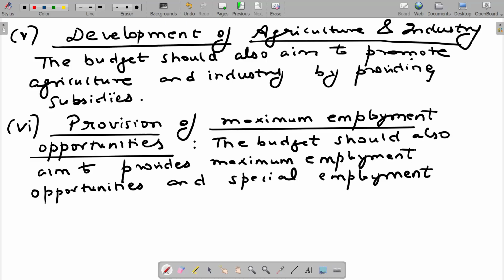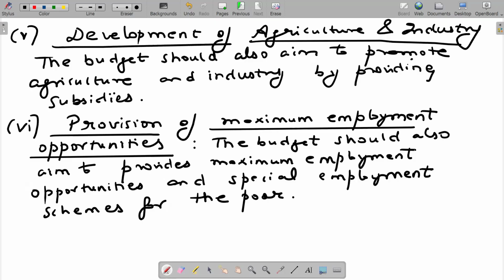The government, we all know, comes up with yojanas to ensure that the poor people in the economy are getting jobs, are getting employed. So the budget should also aim to ensure that sufficient jobs are created in the economy which can help to fight poverty. Okay, so these are the 6 important objectives as to why the government prepares a budget.